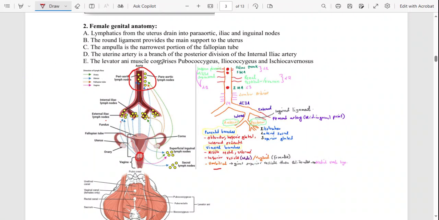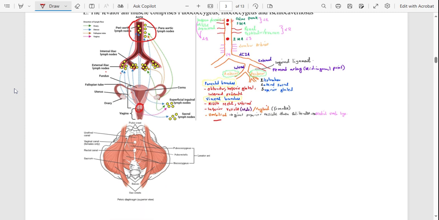The levator ani muscles comprise the pubococcygeus, iliococcygeus, and ischiococcygeus. When you look at the levator ani muscles, they make up what we call the pelvic diaphragm. Now we have the pelvic floor and the pelvic diaphragm. The floor is made up of many things, including muscles and all other structures that are supporting the contents in the abdomen and the pelvis.